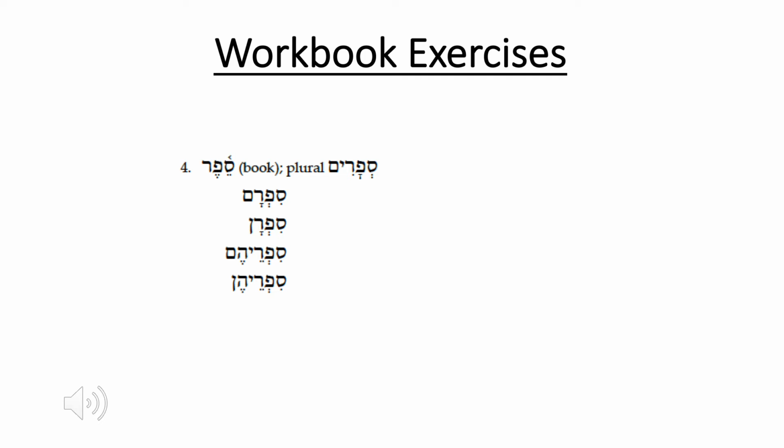Here in example number 4 of section 1 of part 9 of your workbook, we have the same situation. In the first two examples, sifram and sifran, we have the suffix, but there is no yod. In the second two, we have hem and hen, but there we have our yod. So the question is, what is the suffix, and then why is there a yod in the second two? I'll give you a second to think about it.